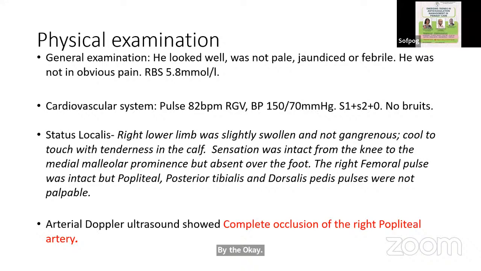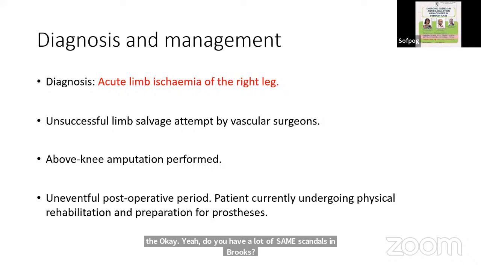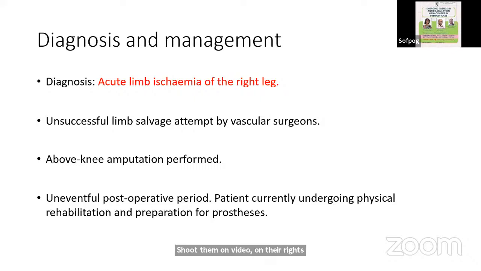The arterial Doppler ultrasound scan that he brought showed a complete occlusion of the right popliteal artery. So at that point, the diagnosis was acute limb ischemia of the right leg. For this patient, once again, the vascular surgeons were involved, and there was, I must say, a spirited attempt to try and salvage the limb.